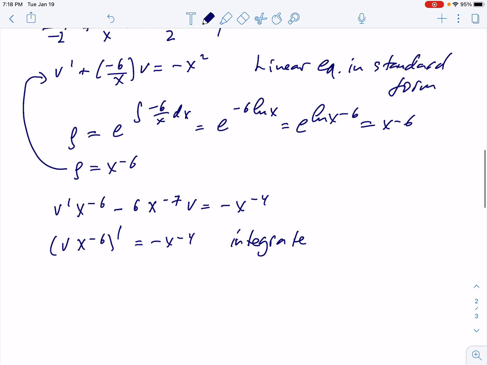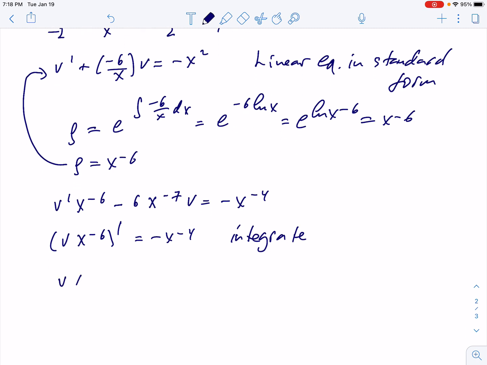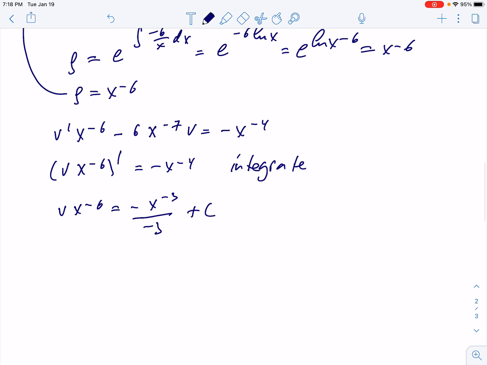And when we integrate, we get v x^-6 equals -x^-3 divided by -3, plus c. Now I shall rewrite this with positive powers to make it better visible. This will be v over x^6 equals 1 over 3x cubed plus c.